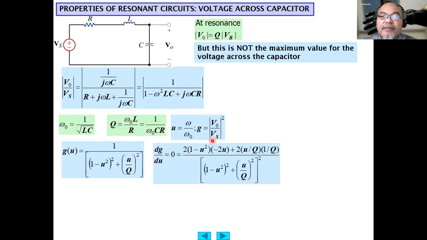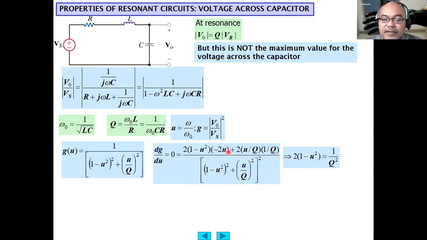And from calculus, we know the maximum value is obtained when the gradient is 0. So the gradient of G relative to U, which contains the frequency here, should be 0. And I will not go into the detail of this derivation. You may try at home. So this becomes 2 times (1 minus U squared) times minus 2U, plus 2U over Q times 1 over Q, divided by this squared. This comes from the calculus formula for U over V: U dash V plus V dash U divided by V squared. Remember the derivation formula.